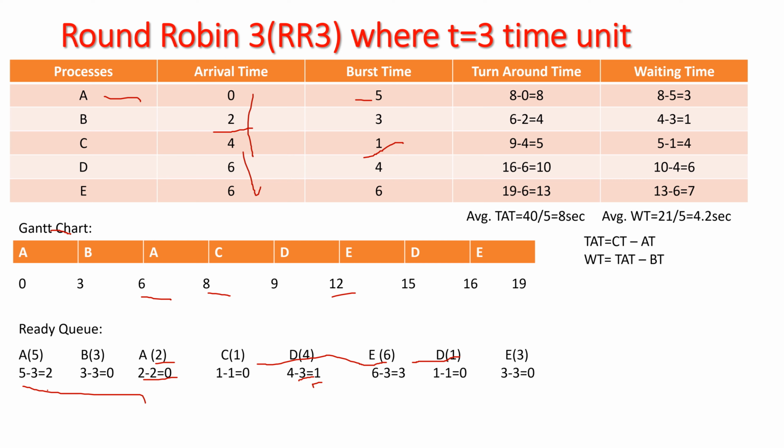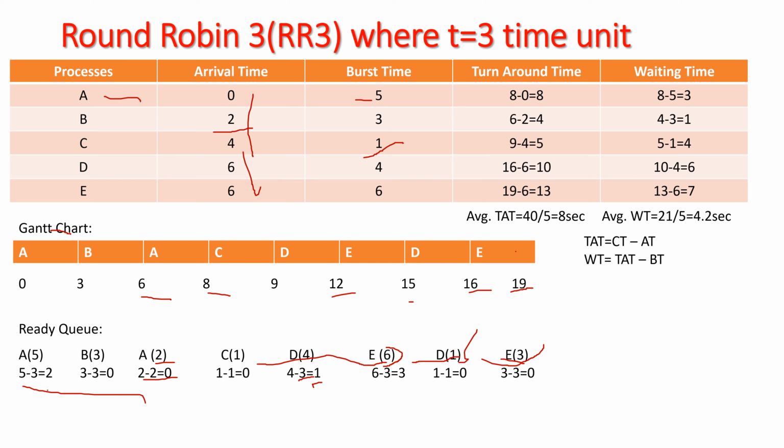Then after D, E is the next process to be executed. Its burst time is 6, but it will be executed for 3 time units. 12 plus 3 is 15, and 3 time units have been left, so it will be kept in the ready queue. Then again process D will be executed, whose burst time left is 1, so 15 plus 1, 16. Then lastly process E will be executed till its burst time, which is 3, so 16 plus 3 which is 19.